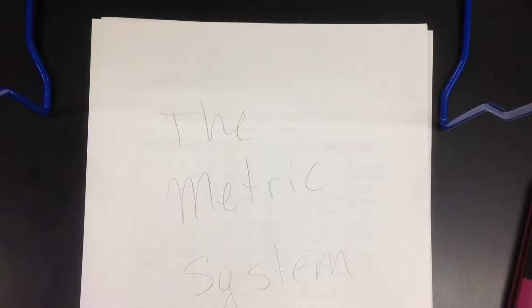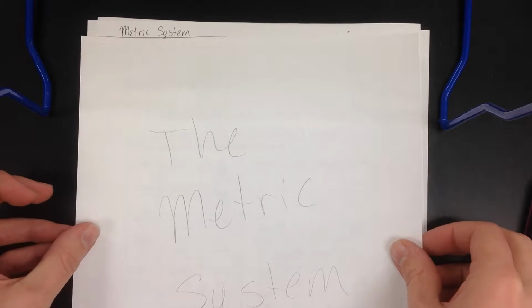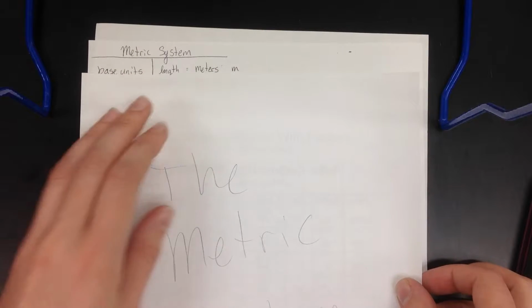First, the metric system is what's used in the science world, as well as every other country in the world except America. It has a system of prefixes that are related to something called a base unit, and that is how you can determine the size of your measurement. So first, let's talk about some of the base units.